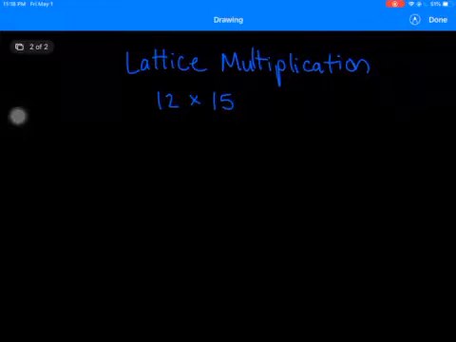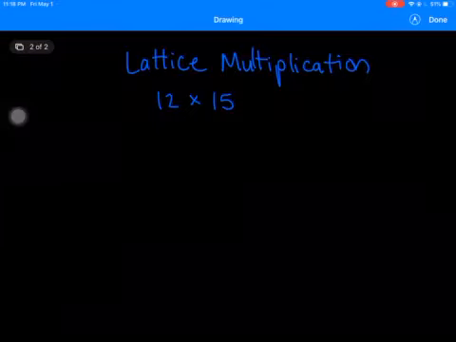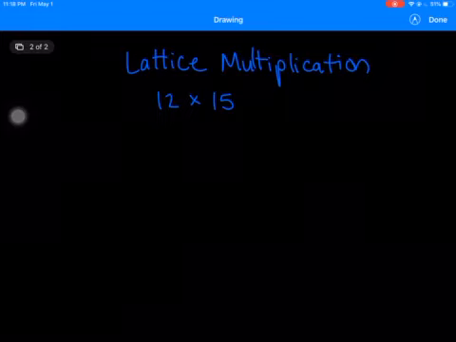Today I'm going to show you how to do lattice multiplication of a 2-digit by a 2-digit number. And if you haven't seen my previous lattice multiplication videos, I'm going to link those down below so that you can see how to do different amounts of digits in multiplication using the lattice method.